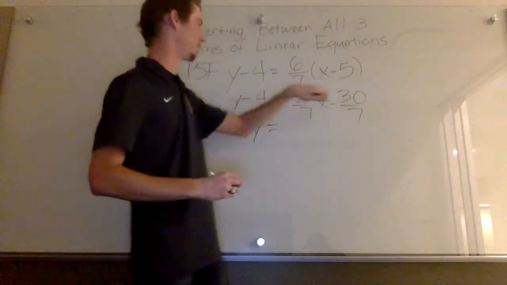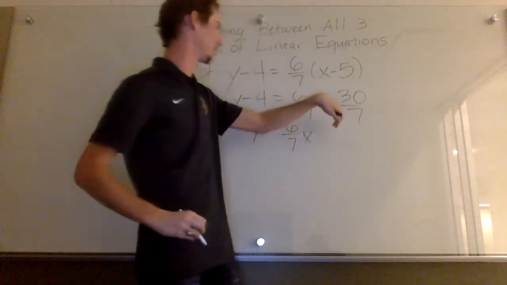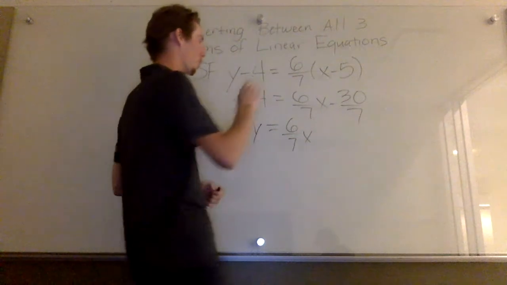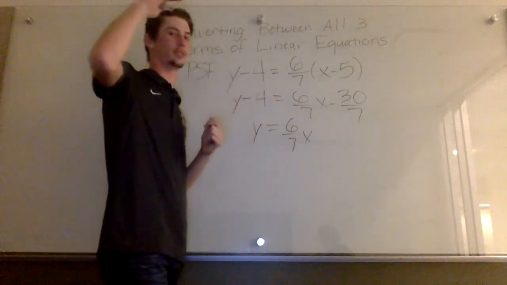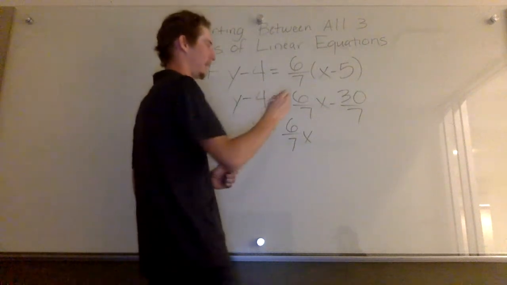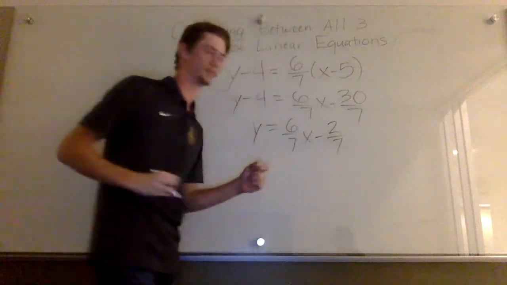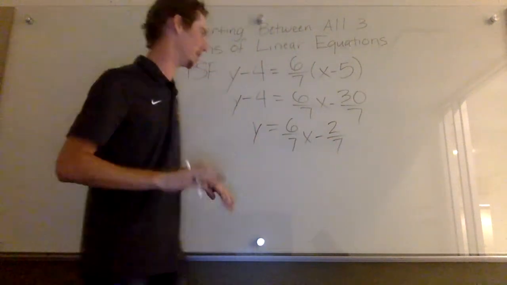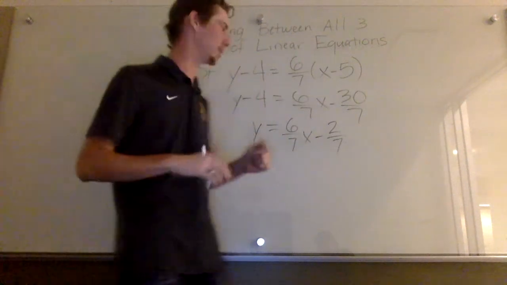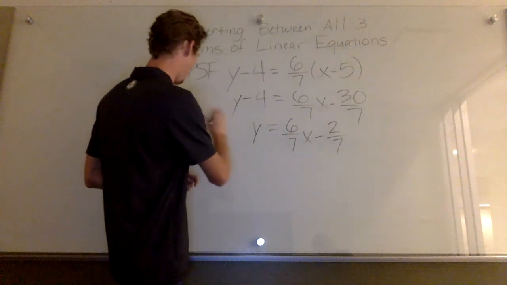So if we add 4 to this minus 30 over 7, you can use your calculator, or you can think of 4 as 28 over 7. I would simplify it to 4. And then if you add those, that's going to give you a minus 2 over 7. I know that's more math than you wanted to hear, but it's important that you can do it with fractions because those are going to pop up. So now we've got it in slope-intercept form.